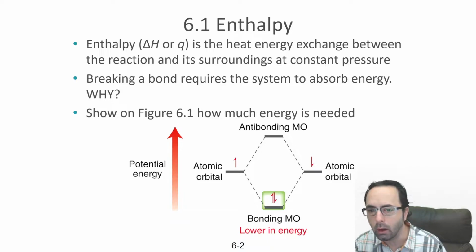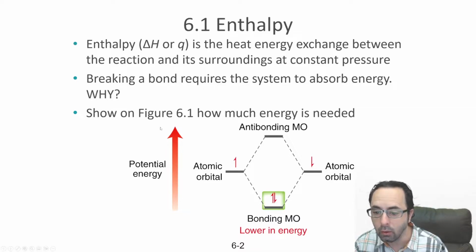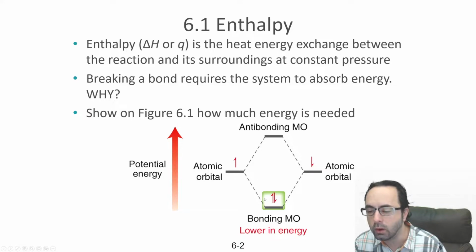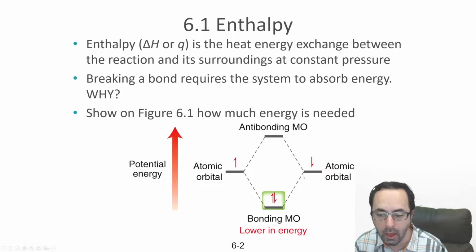So breaking a bond requires energy. You have to pull those atoms apart. And that energy is required, from a molecular orbital perspective, because the electrons in the bonding molecular orbital are lower in energy than each of the individual atomic orbitals. And so energy must be put in to split those atoms apart and then make separate atomic orbitals.